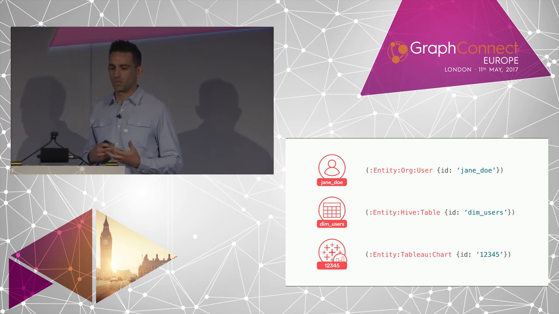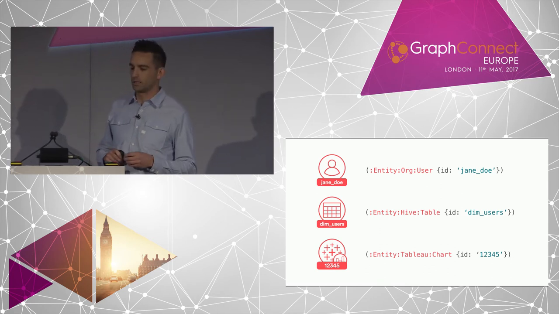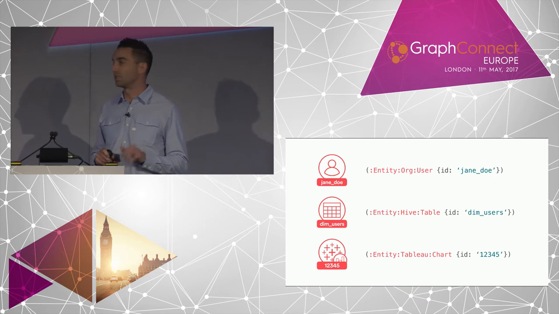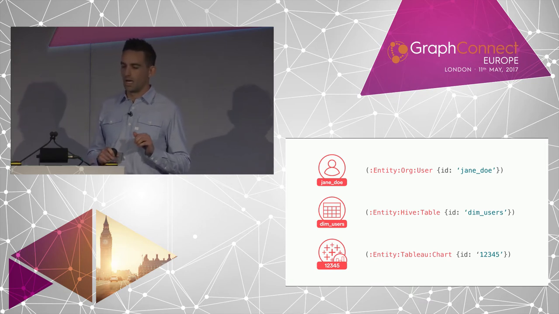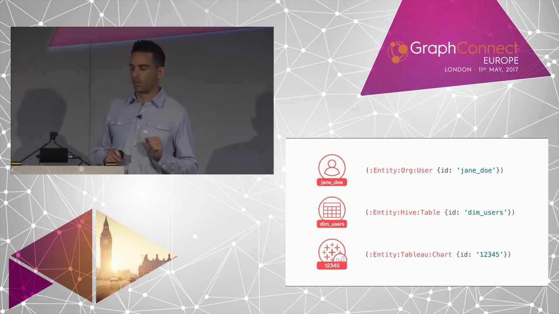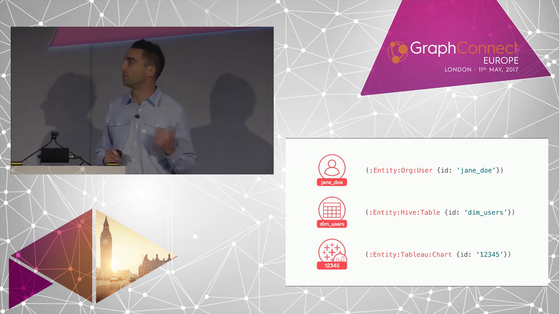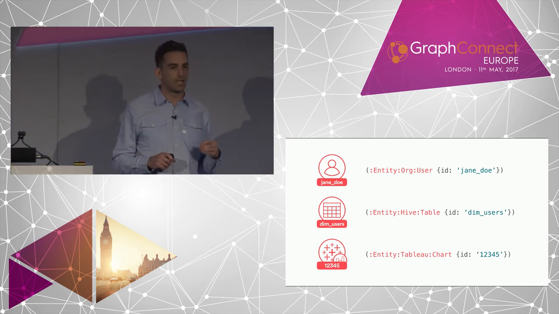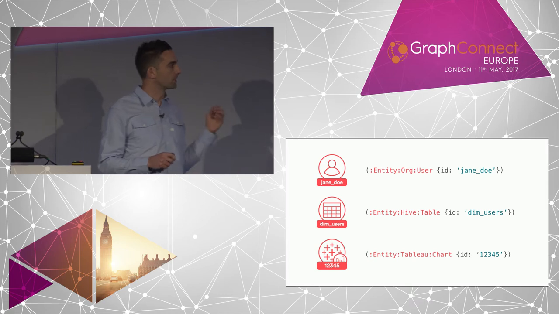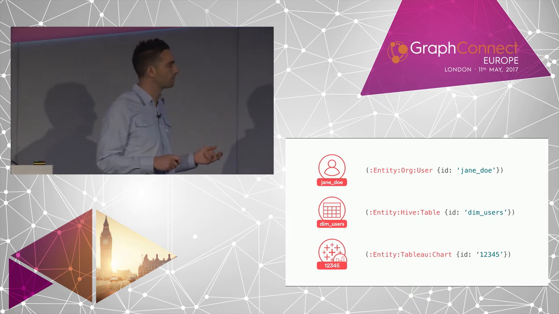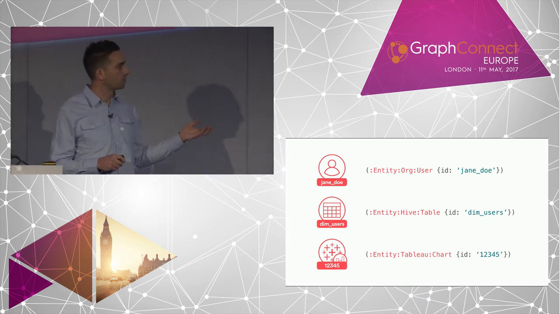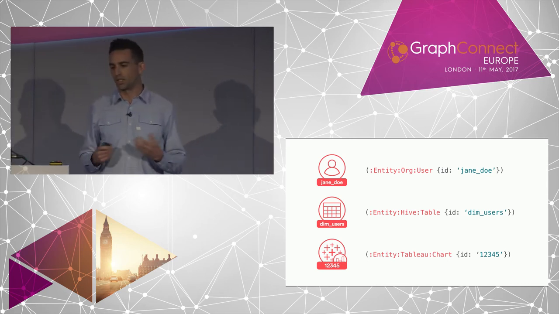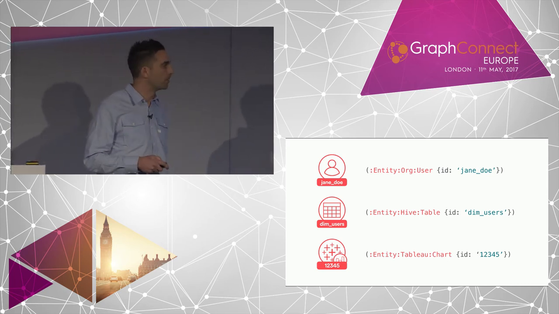Our schema is created in such a way that the nodes are globally unique in our database by combining the set of labels and the locally scoped ID property. So in the first example, we have a user who's keyed by their LDAP username. We have a table that's keyed by the table name. And the final, we have a Tableau chart that's keyed by the corresponding DB instance inside the Tableau database.